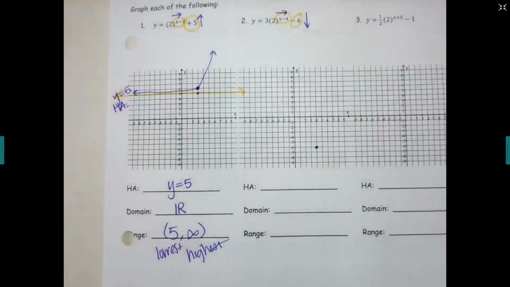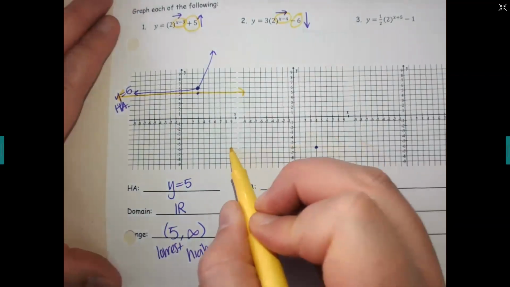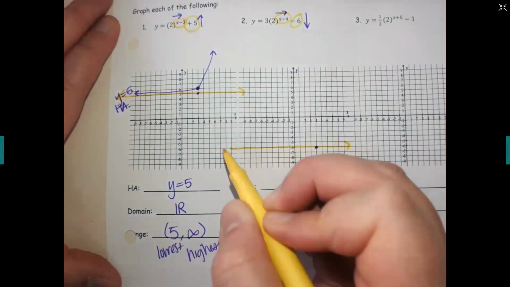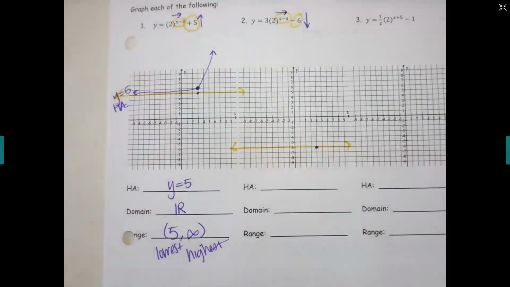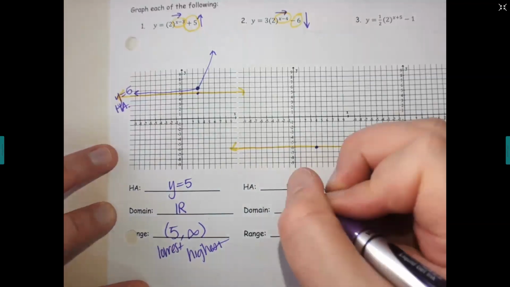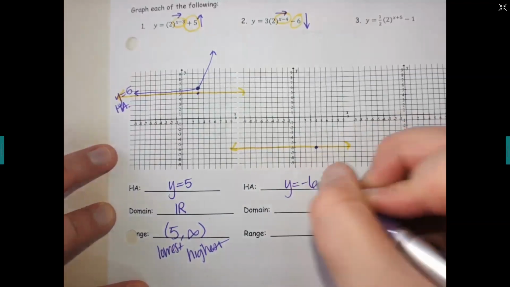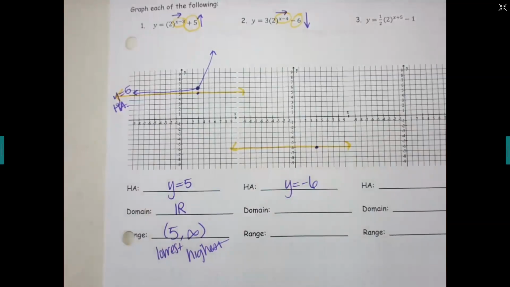And then remember, through that dot, I'm gonna draw my asymptote. That's the line your graph cannot cross. So it'd be right here. For my HA, I'm gonna put Y equals -6. Remember, that's the line that my graph cannot ever get to.